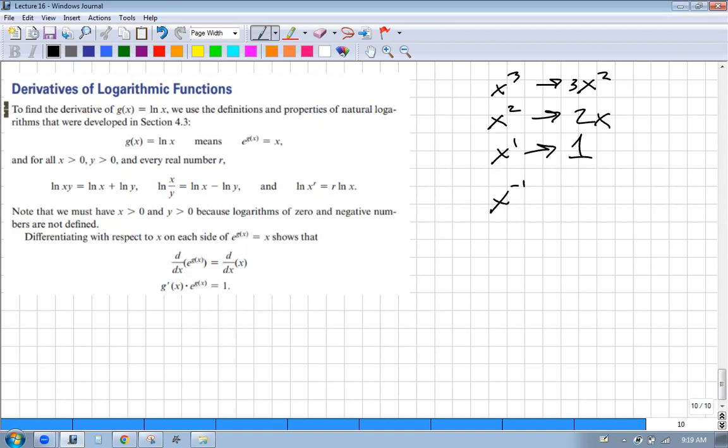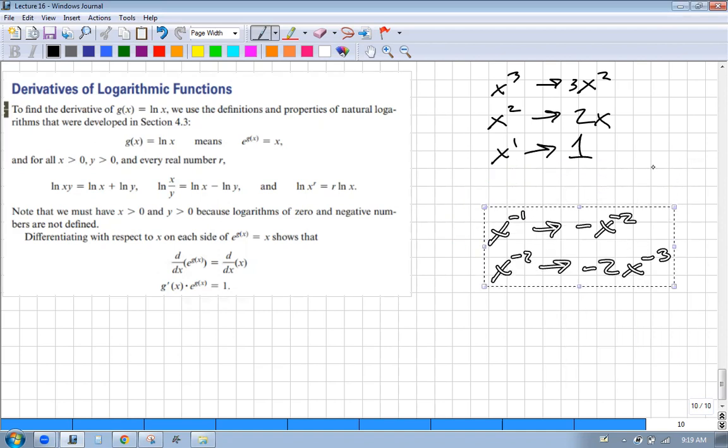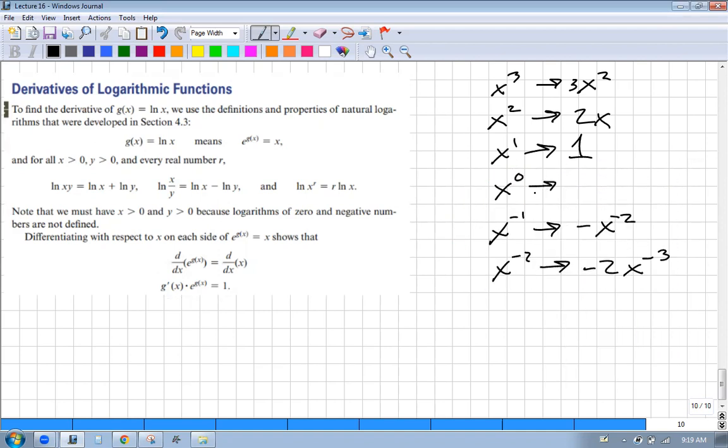You have x to the minus 1, derivative is minus x to the minus 2, and so on, right? Just the power rule. x to the 0, that's just 1, right? You would have the derivative of 1 is just 0, right? But if you tried to use the power rule, you would have 0 times x to the minus 1 is just 0, right? It works. Okay?